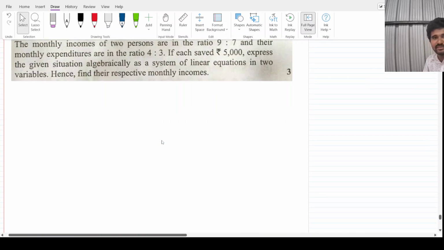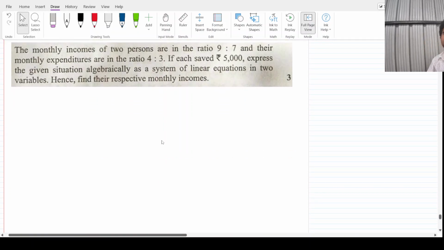Understand? Today, next, this is also a 2025 question, but not from Tamil Nadu. Some other place, they asked in Delhi like that. Okay, let's see this question.